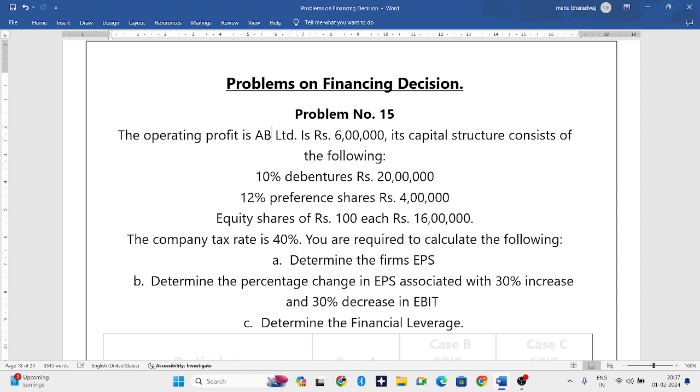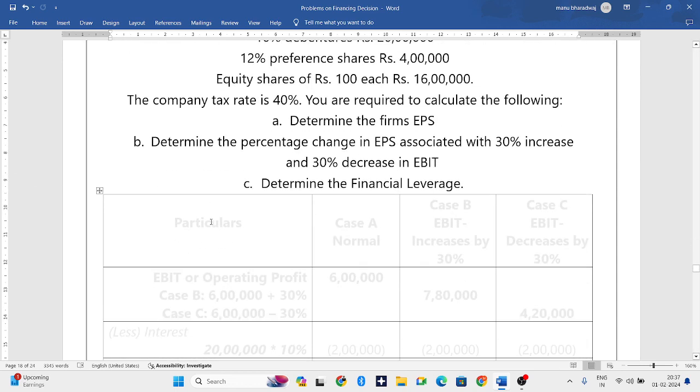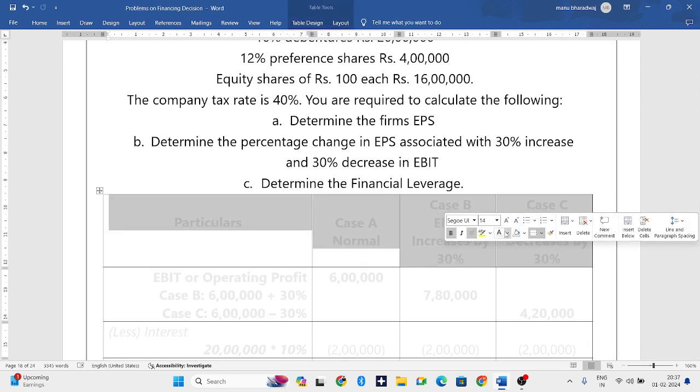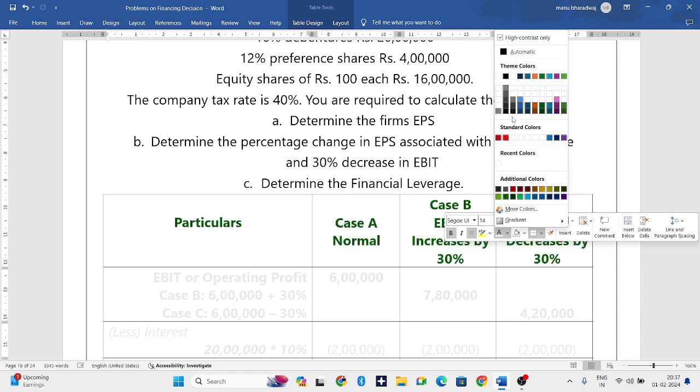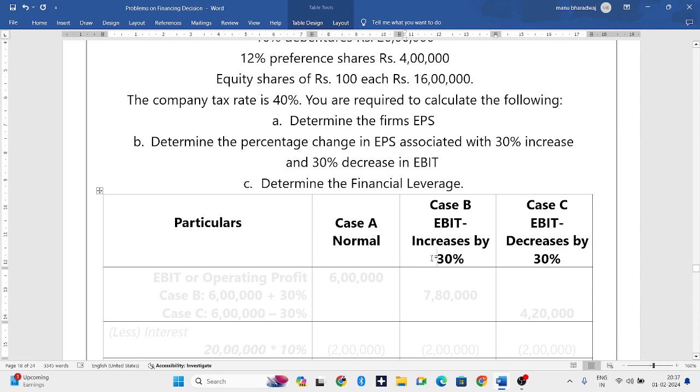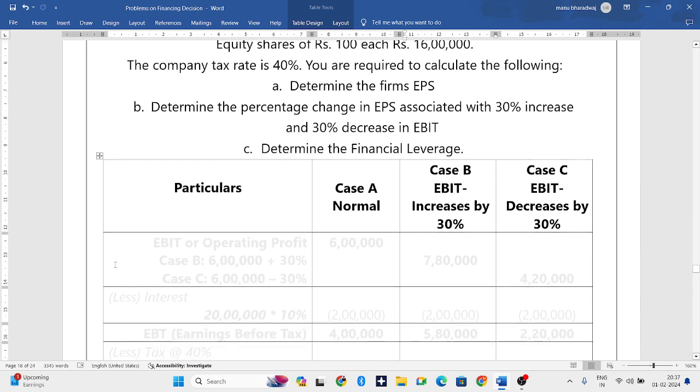You are required to calculate the following. First one is the EPS. Second one, the percentage change in EPS associated with 30% increase and 30% decrease in EBIT. So these are the three cases they have given. Case number one is the normal case. Case 2 is if EBIT increases by 30%, and case 3 is if EBIT decreases by 30%. So these are the three cases we have to solve.